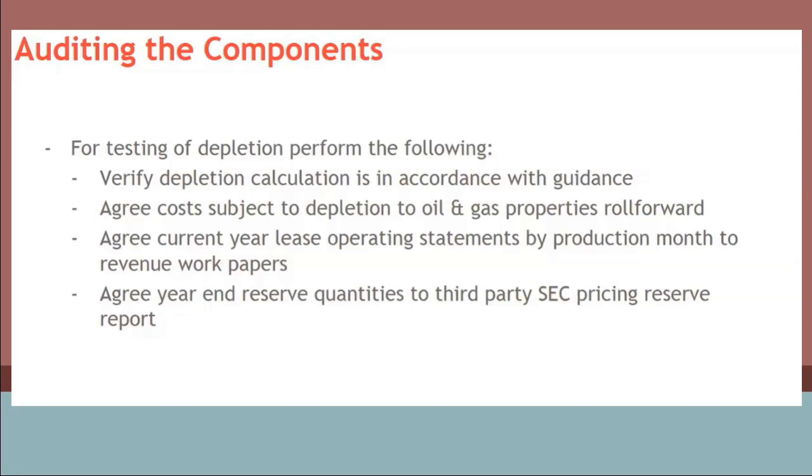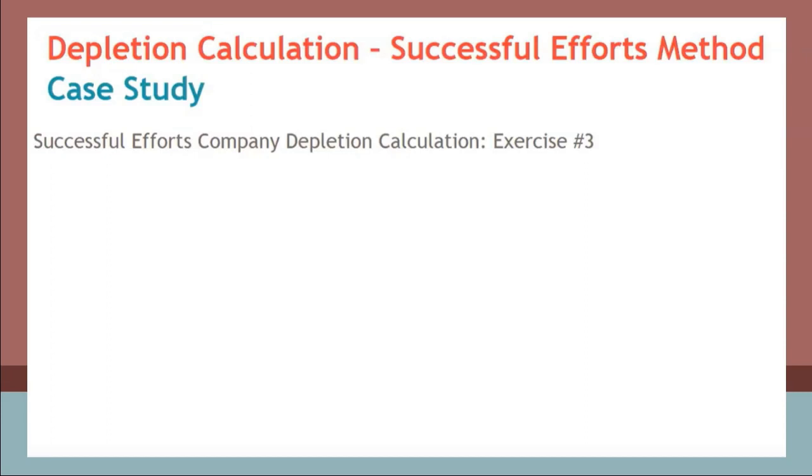And then agree year-end reserve quantities with the third-party SEC pricing reserve report. When you try to calculate the beginning of period reserves, you need the end of period reserves first. That comes from your reserve report. It says third-party, but technically only public companies are required to get a third-party reserve report. So some of your clients, if they're just a small private E&P company, might do it in-house with their reserve engineer. Let's see if there's anything else. I think we got all that.